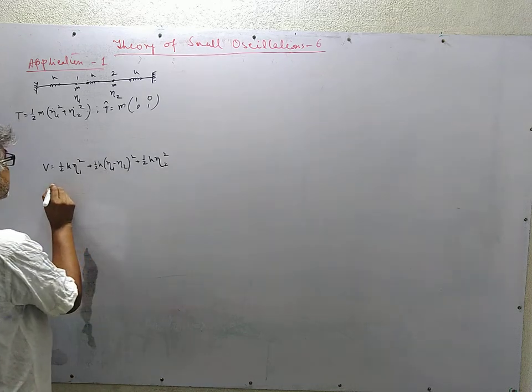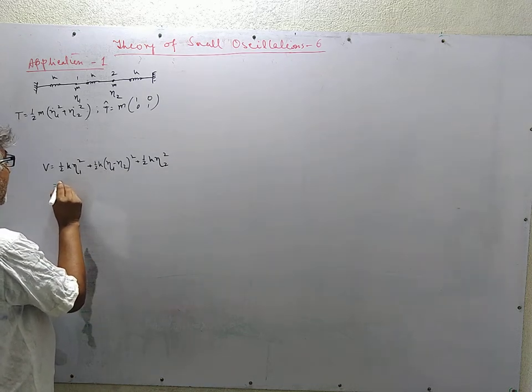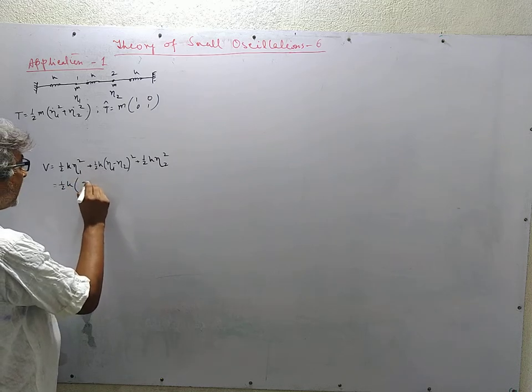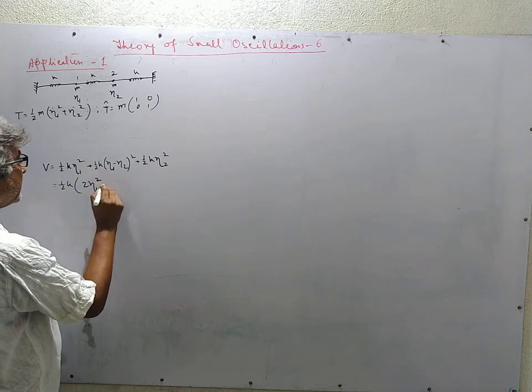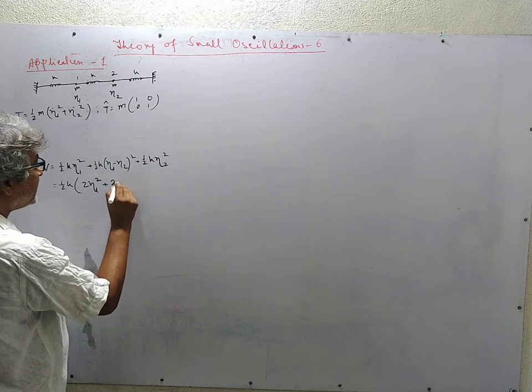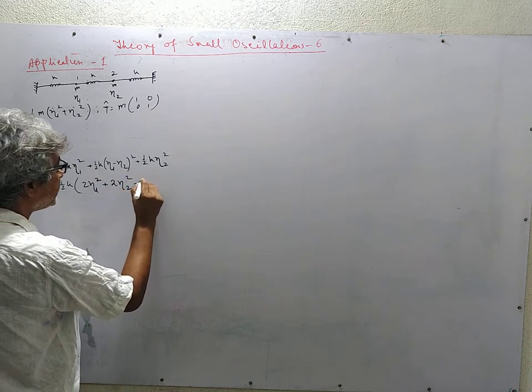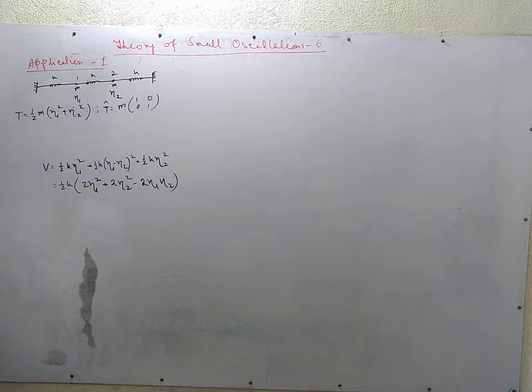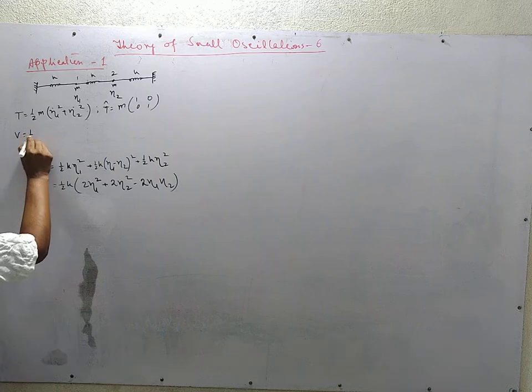So this can be written as half k times twice eta 1 square plus twice eta 2 square minus twice eta 1 eta 2, and obviously this is the expression for V.